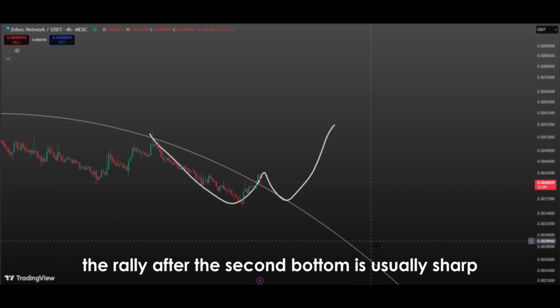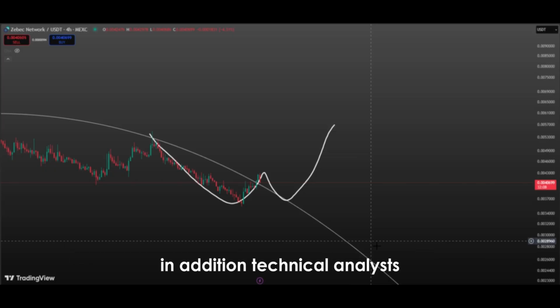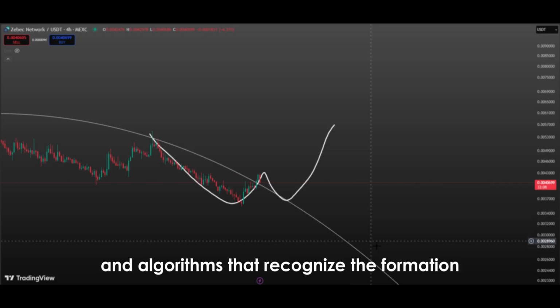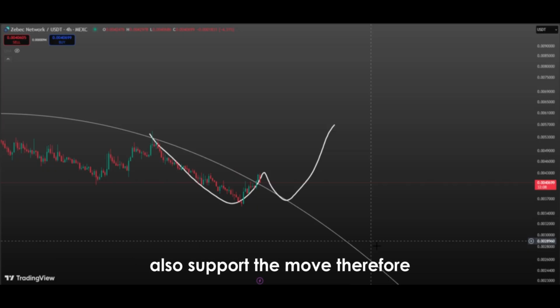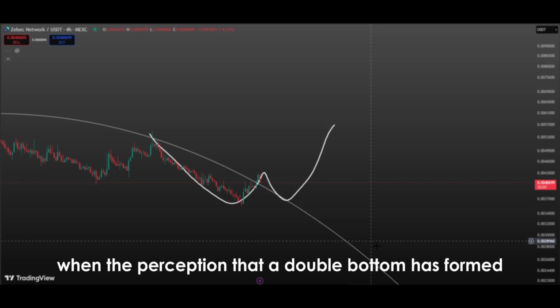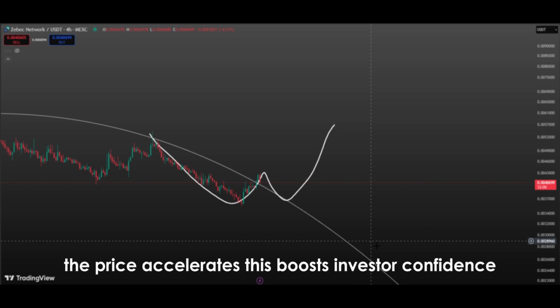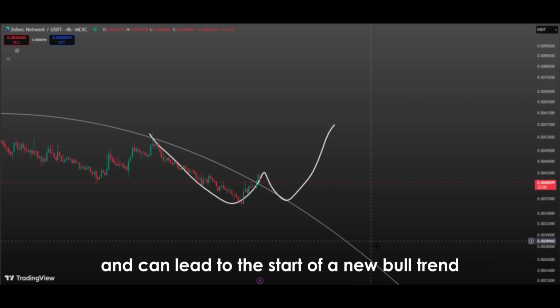The rally after the second bottom is usually sharp because many new buyers enter the market at this point. In addition, technical analysts and algorithms that recognize the formation also support the move. Therefore, the price can show significant gains in a short period. Especially when the perception that a double bottom has formed takes hold in market psychology, the price accelerates. This boosts investor confidence and can lead to the start of a new bull trend.